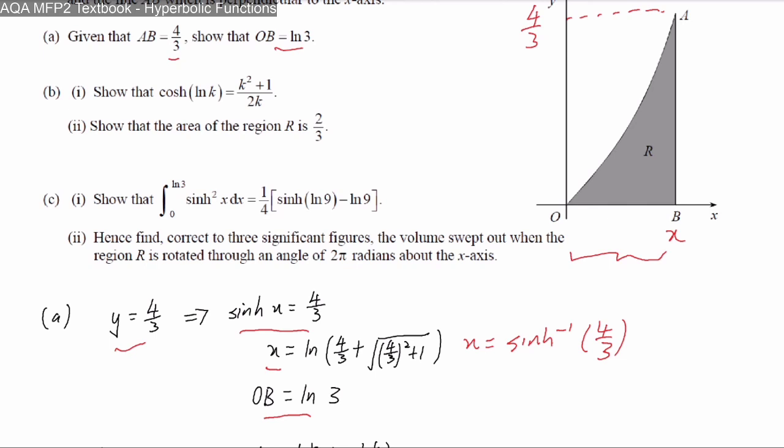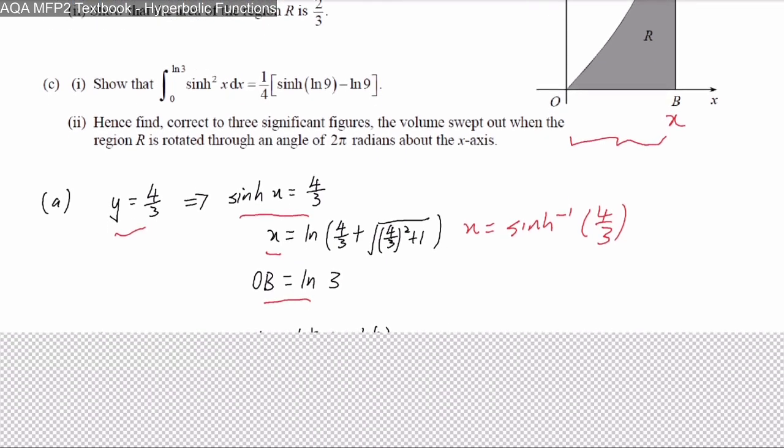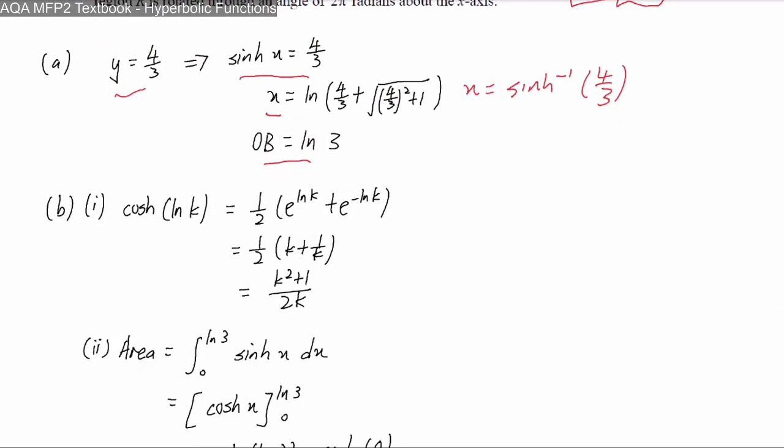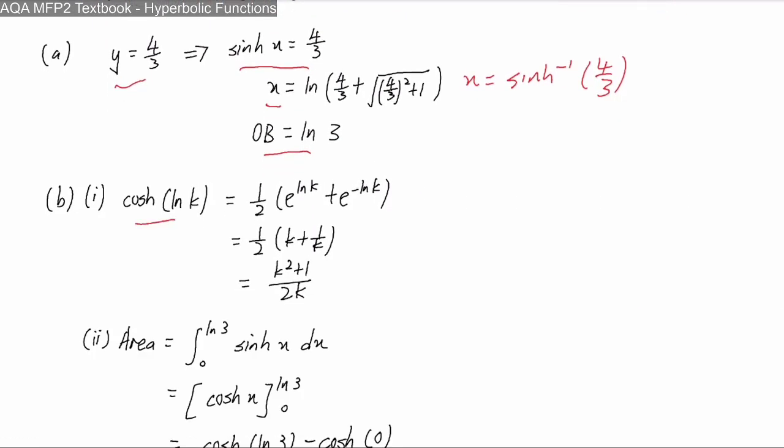Okay, next one, part B1. Show that cosh of ln k is equal to this expression. To show this, we will actually have to use the definition of cosh. By using the definition of cosh, we will see that the powers are ln k and negative ln k. Just remember that if we have e to the power of ln of something, it is just that something.